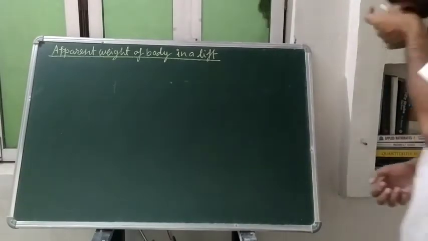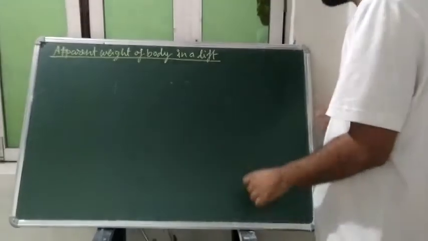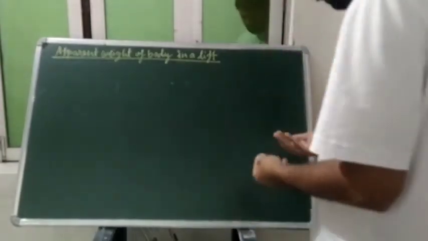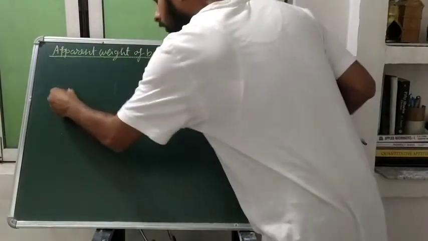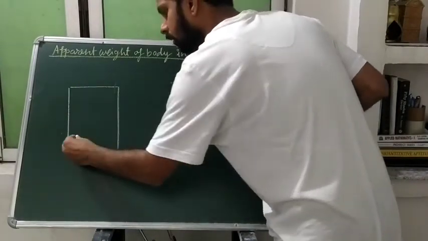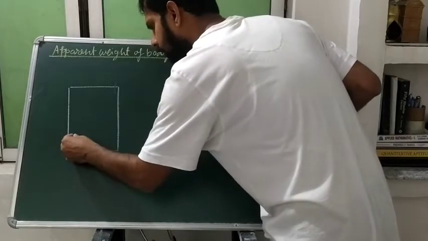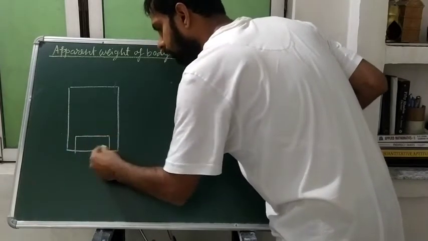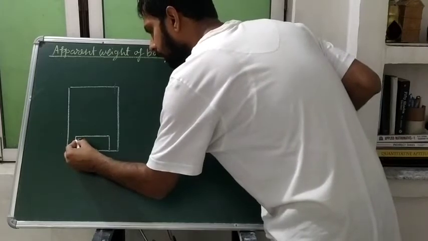So we are looking at cases of the apparent weight of the body in a lift, and this we have assumed as our lift. Here was our spring balance.